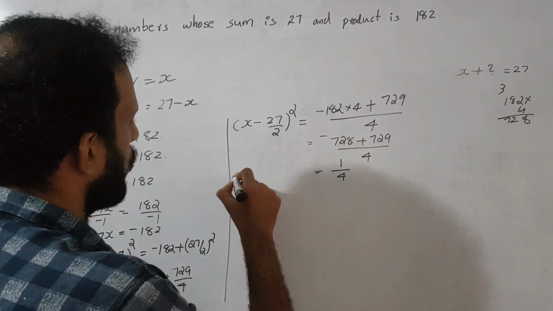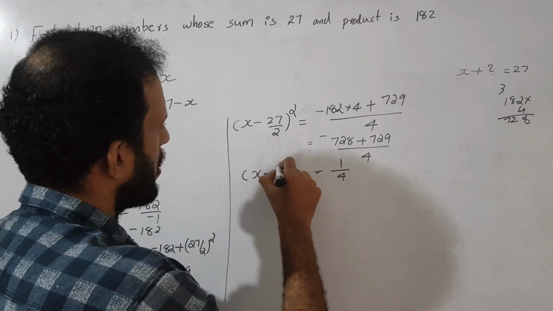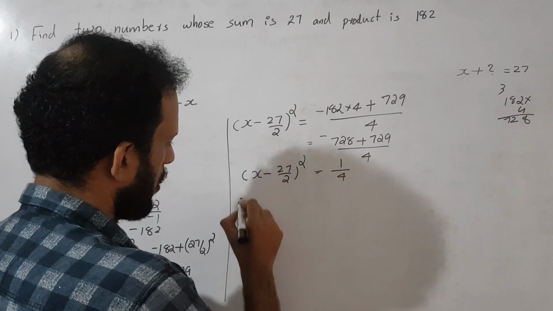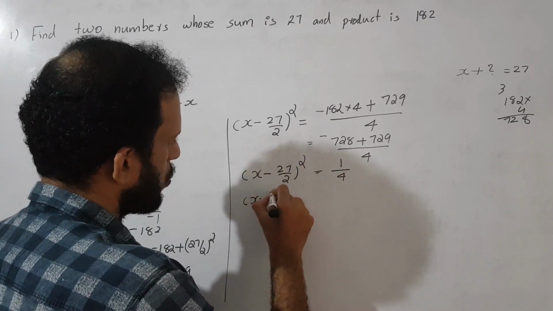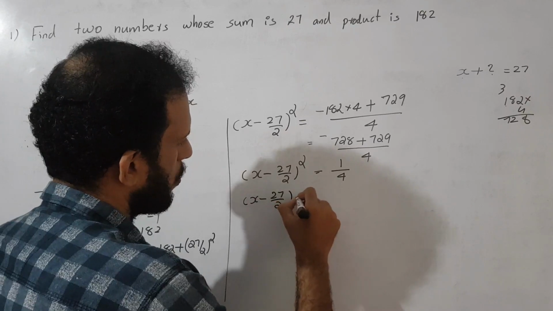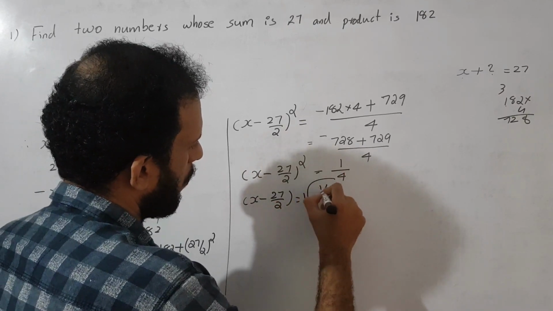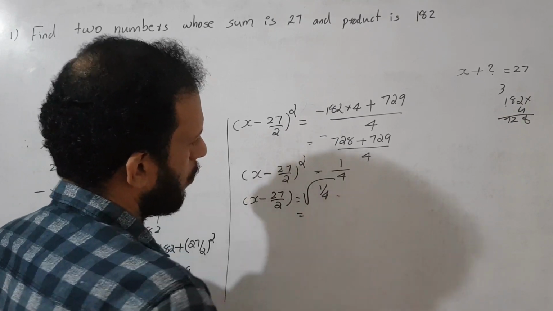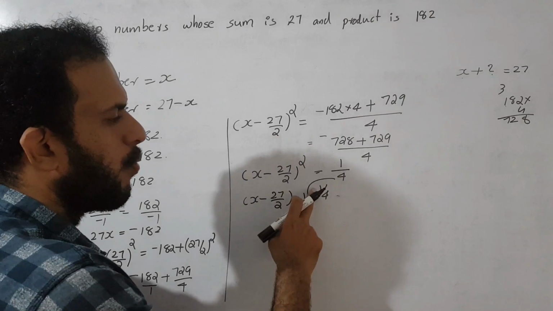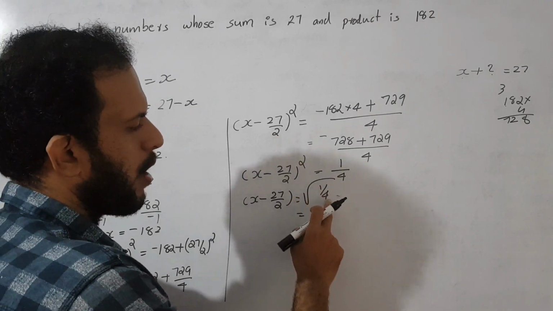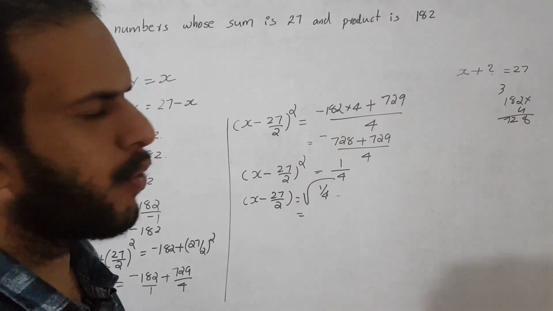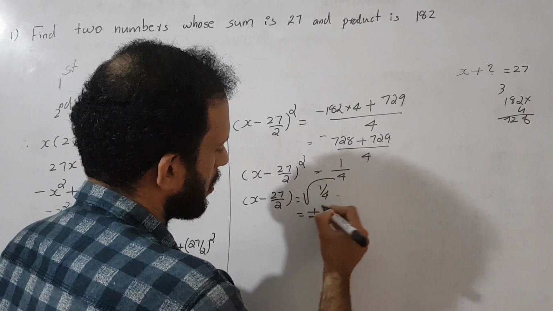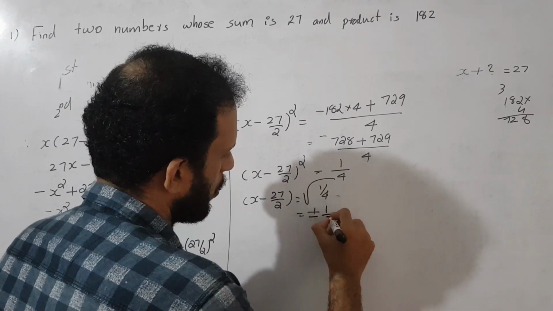Okay. Therefore, what we got now is x minus 27 by 2 whole square is equal to 1 by 4. Then x minus 27 by 2 is equal to the square root of 1 by 4. Then we know the square root of 1 is 1. The square root of 4 is 2. But we know there are two values, one is plus and another one is minus. Then plus or minus 1 by 2.